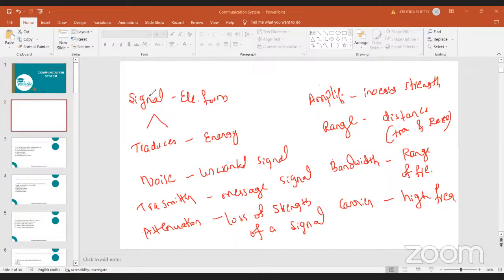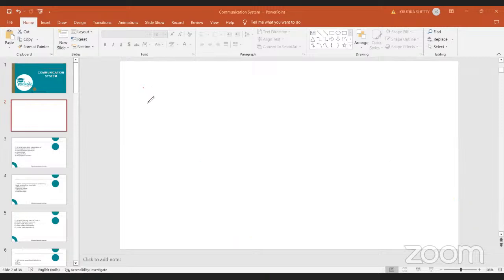Then next, one method we are doing, that is modulation. So what is modulation? Why is it required? Modulation is needed to reduce the size of the antenna. So the use of modulation is to reduce the size of the antenna. Also, to increase the effective power radiated by the antenna. So to increase the power, we use modulation.